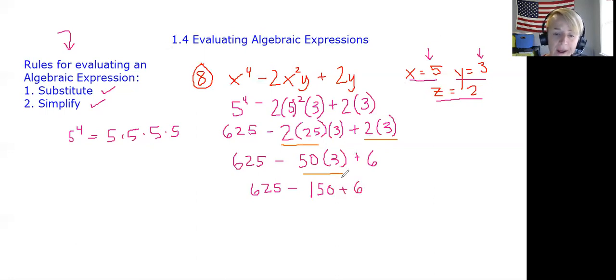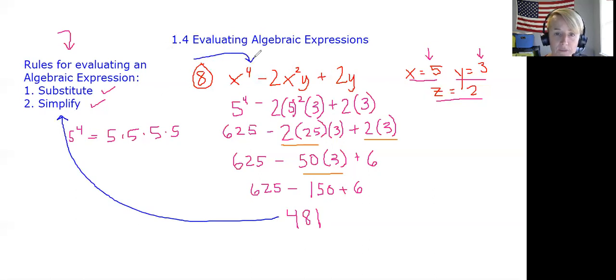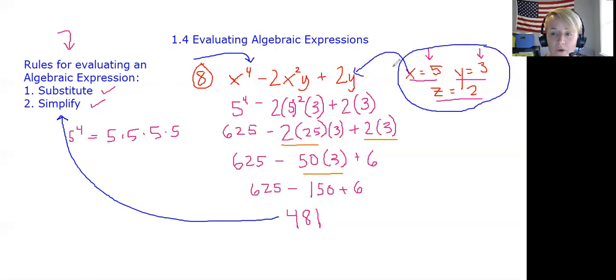Now, if you do the final math, 625 minus 150 plus 6, you end up with a grand total of 481. And this is the simplified version of my original algebraic expression because I substituted in my values for my unknown variables, both my x and my y. And I just substituted them in. So that's kind of how lesson 1.4 gets started.